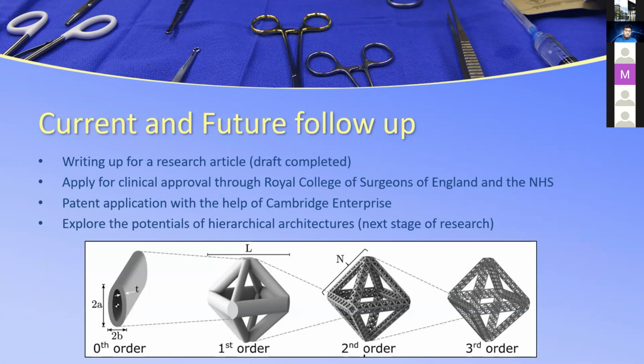Currently I'm writing a research article based on this because this is not part of my PhD. It's an extended work which I did, so it's taking up a little bit of time. I need to do a few more experiments and fabricate a few more meshes, because they would want more experiments, and then submit the draft. I'm also applying for clinical approval with the Royal College of Surgeons of England with the help of the NHS, and Addenbrooke's has been quite helpful in this. And finally, I patented the design and named it architected cellular surgical mesh.